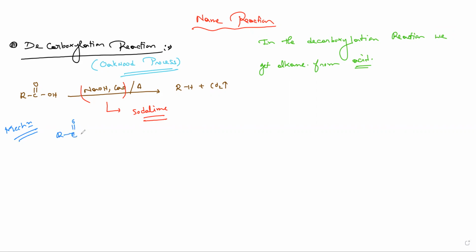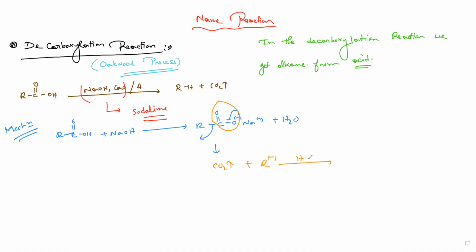RC double bonded OOH with NaOH when react, it gives RC double bonded O minus Na plus, that means salt, after H2O. How can you write? This bond comes here, this bond removes. So when this stuff removes, it forms carbon dioxide gas with R minus. Now R minus from solvent takes one H plus, it forms RH.